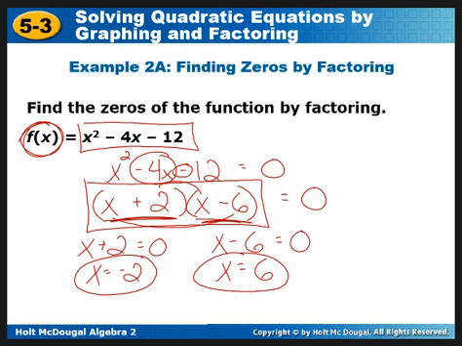Alright, and those would be the x values, or the x coordinates, where this parabola, if we were to graph it, would cross the x-axis.